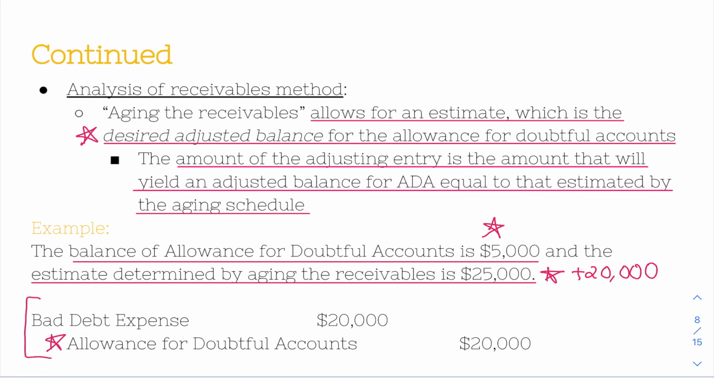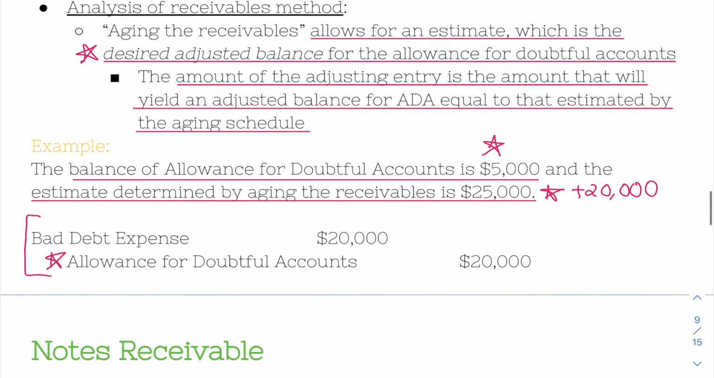We're getting the desired adjusted balance for allowance for doubtful accounts, taking into account what was already the balance of it, and then figuring out how we get that desired adjusted balance. Then you're going to figure out how much you need to increase or decrease allowance for doubtful accounts by, get that value, credit allowance for doubtful accounts, and then bad debt expense just follows, and it's the same number as what you got for allowance for doubtful accounts. And again, this emphasizes the balance sheet, whereas percent of sales emphasizes the income statement.